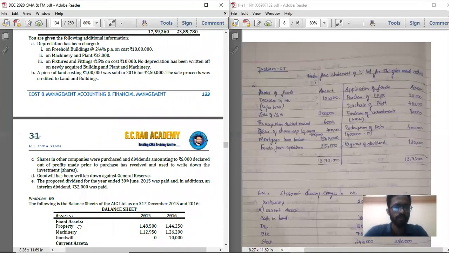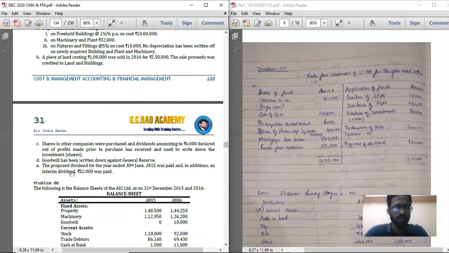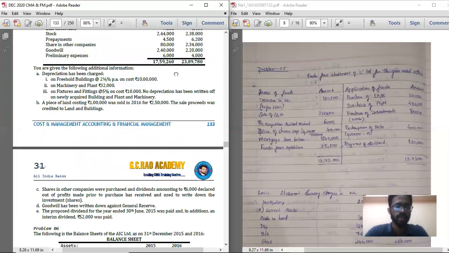So that is the problem number 5. Just solve the problem number 5. And the point is, the proposed dividend for the year ended 30th June 2015 was paid, and in addition an interim dividend of 52,000 was paid. So proposed dividend and interim dividend 52,000.